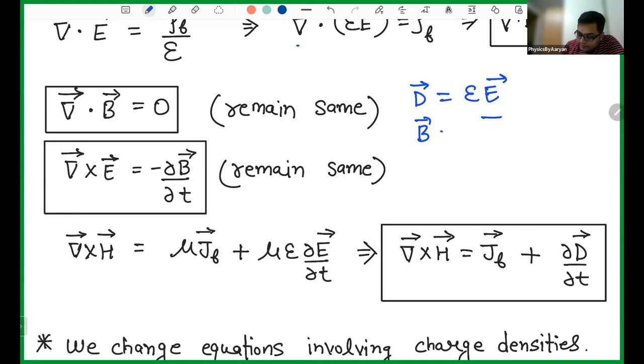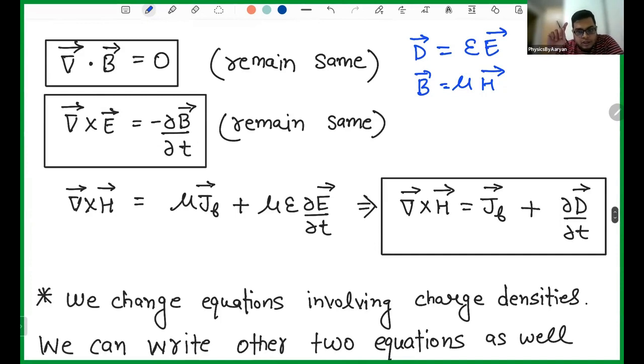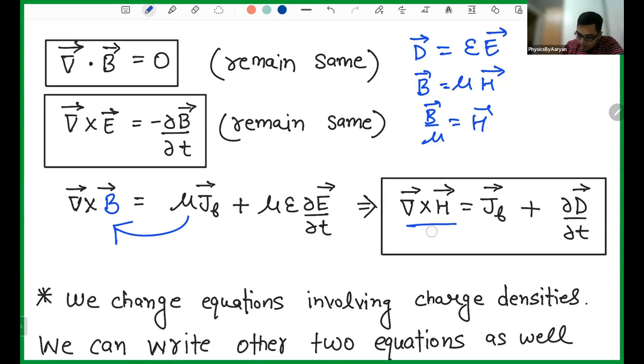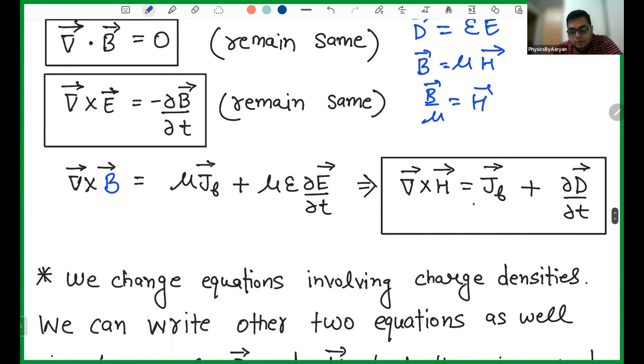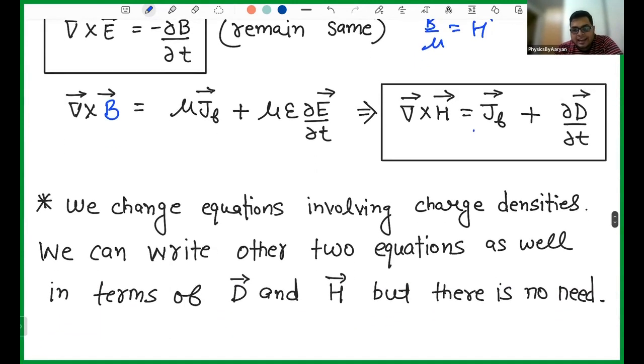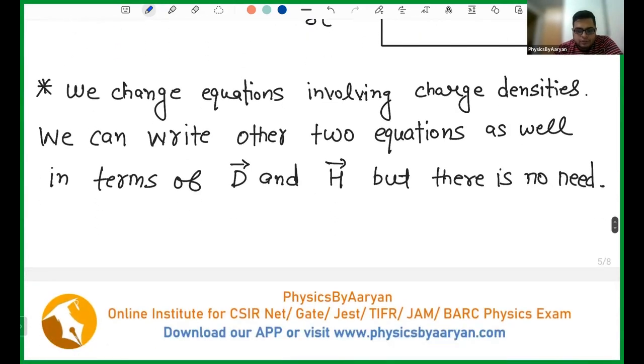So now let's change the fourth equation. Fourth equation is del cross B. Del cross B equals nu into JF plus nu epsilon curly E by curly t. Now if I take this nu on this side, I will get B by nu, and B by nu is nothing but H. So I will get del cross H, and this JF will remain as such, and this nu comes here. Epsilon into E can be written as D. So curly D by curly t. So del cross H can be written as JF plus curly D by curly t. So this is your fourth Maxwell equation. So this is how you write your Maxwell equations in terms of H and D. Okay. So that was the thing.